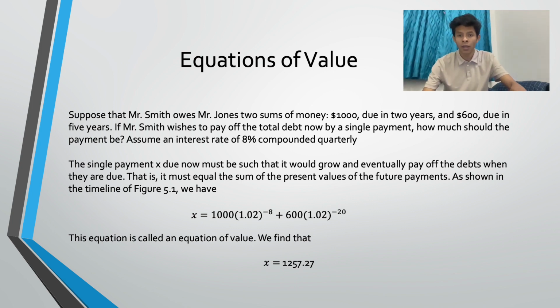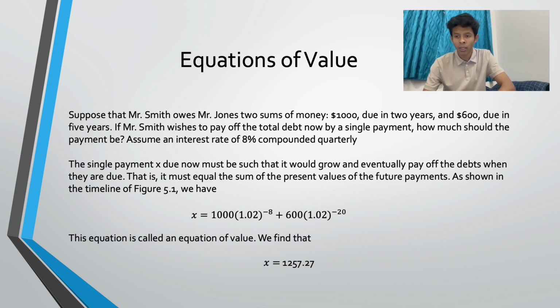Next is equation of value. Suppose that Mr. Smith owes a sum of money, 10,000 due in 2 years and 600 due in 5 years. If Mr. Smith wishes to pay off the total debt now by a single payment, how much should the payment be? Assume an interest rate of 8% compounded quarterly. The single payment due now must be such that it would grow and eventually pay off the debts when they are due. That is, it must equal the sum of the present values of the future payments.